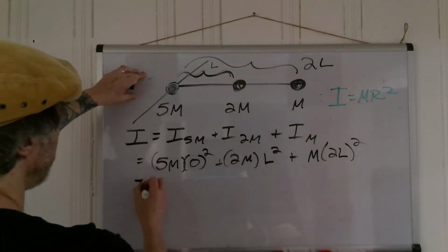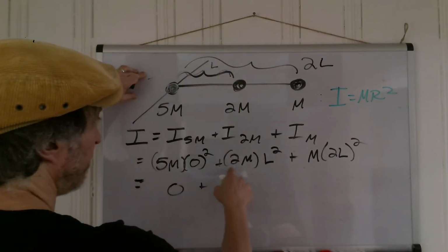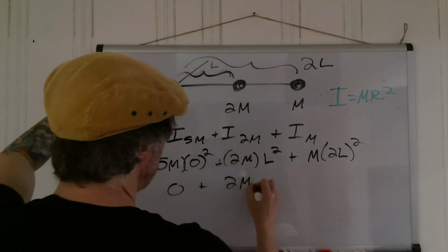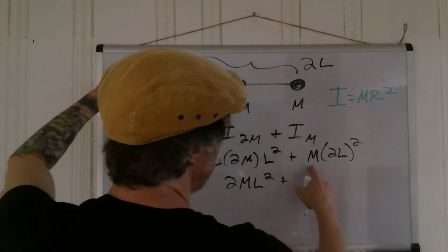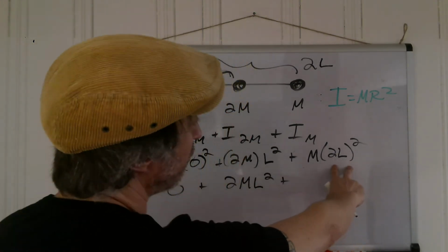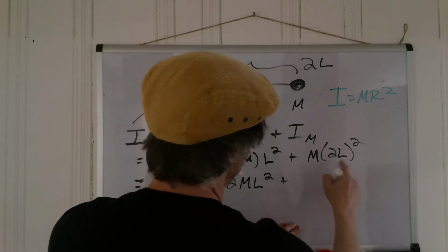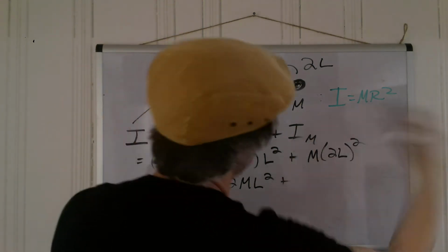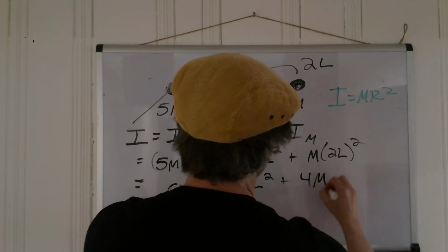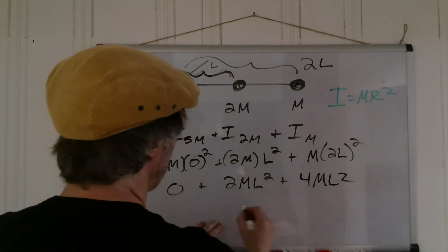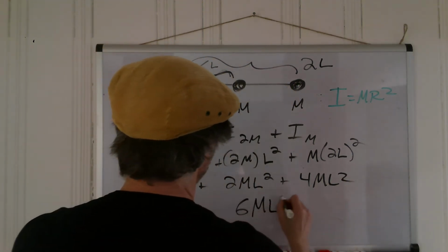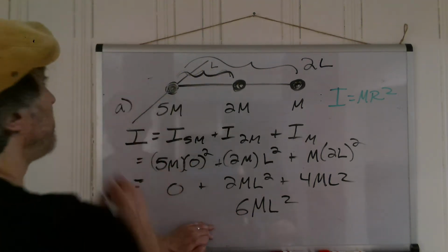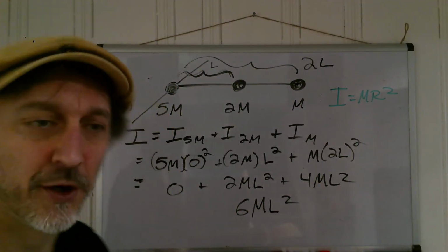All right? So we get 0 plus 2m times L squared plus m times 2L squared. Remember, it's quantity 2L, so this is 2L squared, which becomes 4L squared. So we get 4mL squared. Add our like terms, and you get 6mL squared. Okay? So that's part A. That's how you calculate the rotational inertia for that thing.